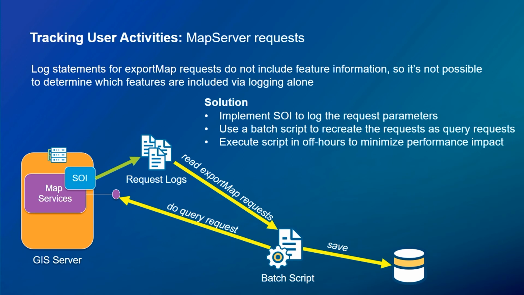And then at a later time, we have a batch script which is reading in all of those requests and submitting those as query requests to the map server. In that way, we can get all of the individual feature information. We can understand what that user was drawing on the map at that time, and then we can save that information somewhere for our tracking purposes. An important consideration here is you don't want to be doing this while the users are using it. You want to be doing this during off hours because it has the ability to impact your server load.